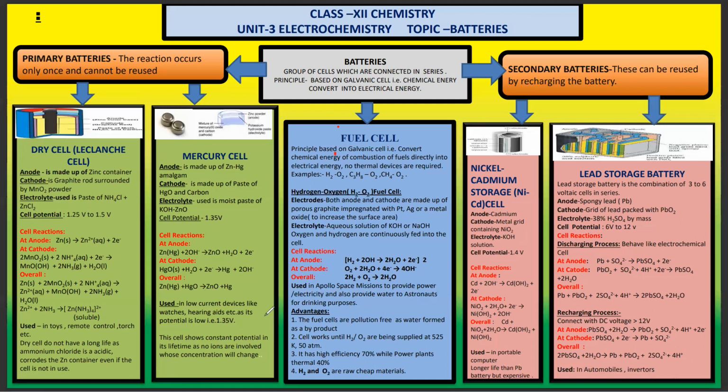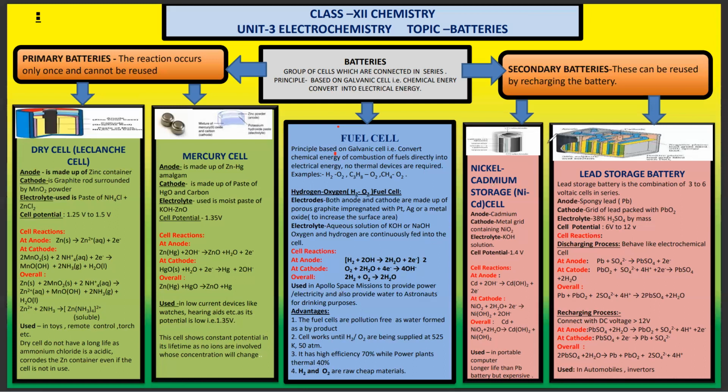So what is the advantage of this cell? It is used in low current devices like watches and hearing aids, because its potential value is low. And this cell's potential remains constant throughout its life, till it is working, because no ions are involved in the overall reaction. So the concentration will remain the same.